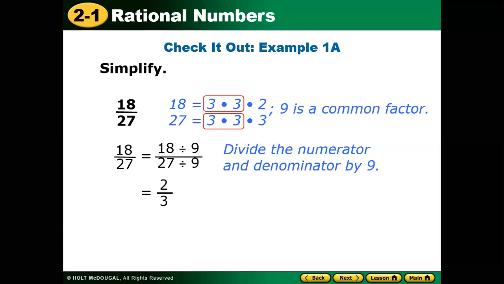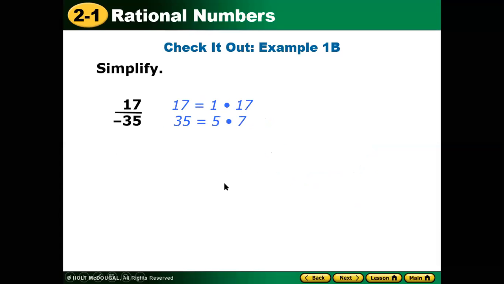What about if you have 17 over negative 35? Then we are going to use the same method. 17 equals 1 times 17. 35 is 5 times 7. Is there any common factor between them, guys? Where is the common factor between 17 and 35?